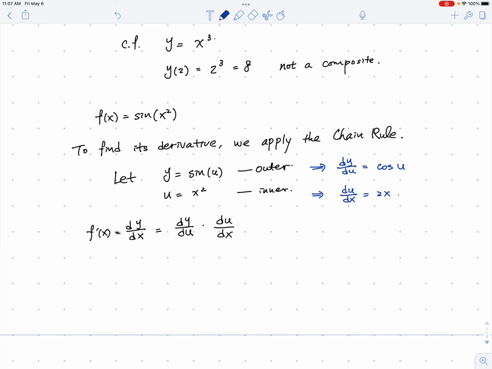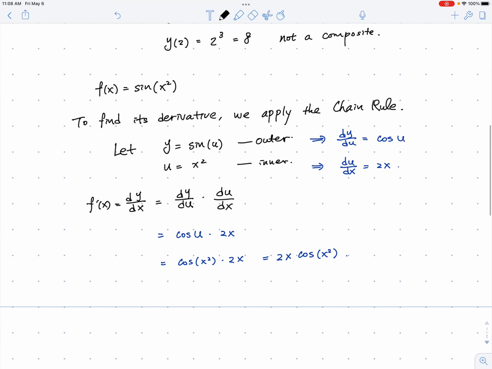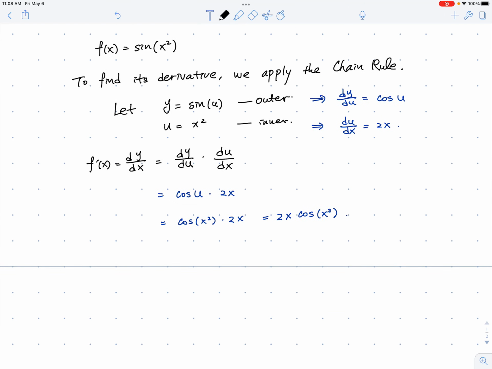Now we plug these two results into the equation. So I have cosine of u times 2x. But remember, when you handle a composite function and apply the chain rule, you always need to convert the u back into x. So we have cosine of x squared, because u is equal to x squared, times 2x. Let me reorder it: 2x times cosine x squared. This is how you apply the chain rule to find the derivative of a composite function.